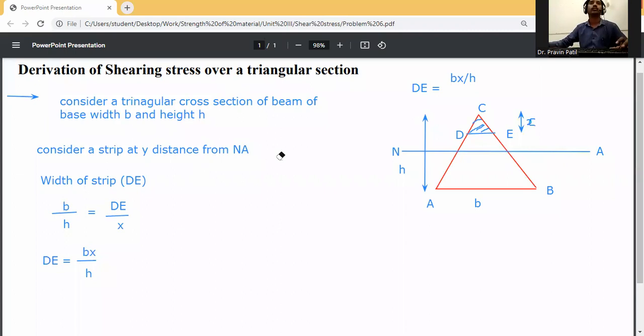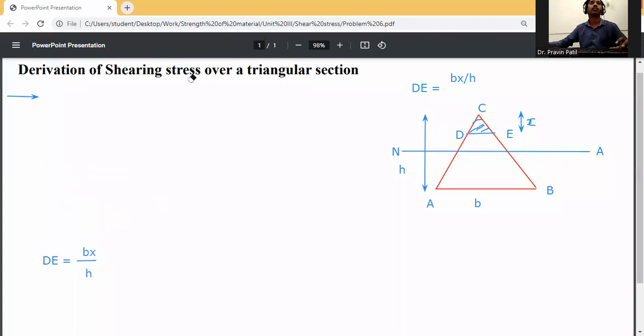So now the area of this shaded portion. First of all, the shear stress equation. So we know that q is equal to S A y bar divided by I b.